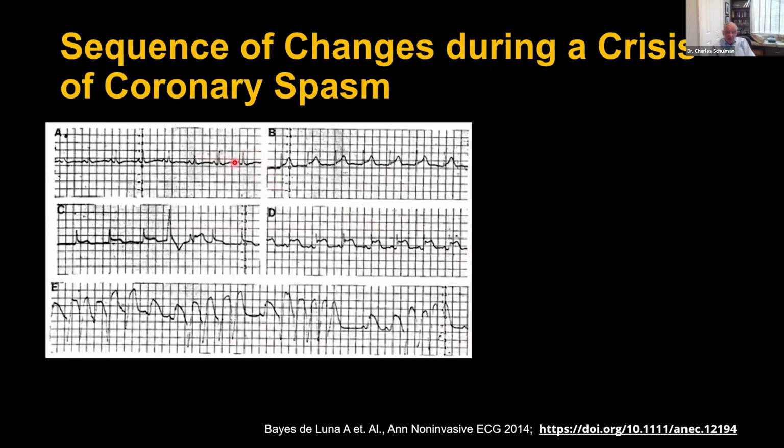These tracings show the development of vasospasm. You see here, beginning ST elevation, it gets worse, and then you have ventricular arrhythmias, which is one of the complications of this.